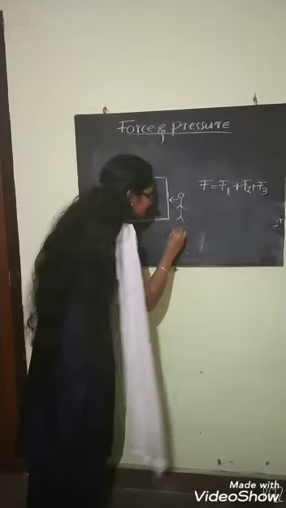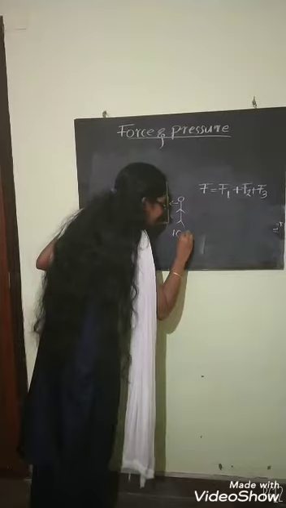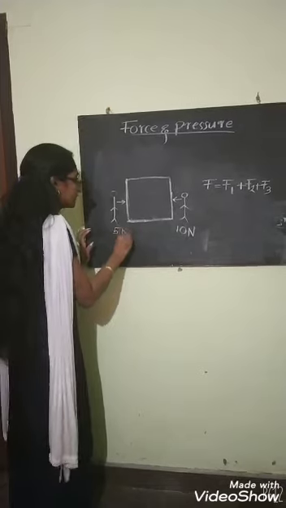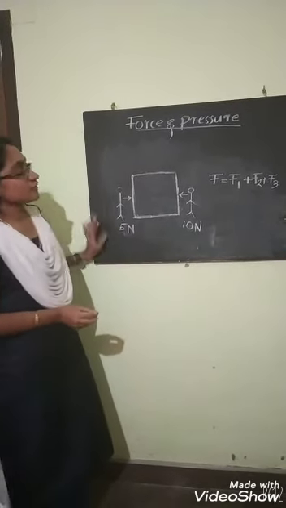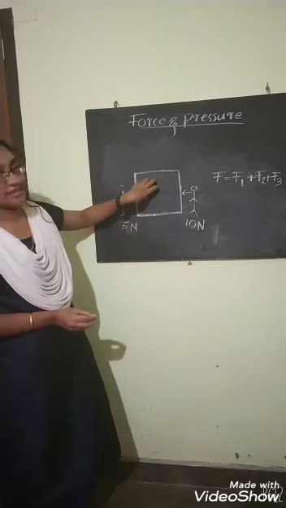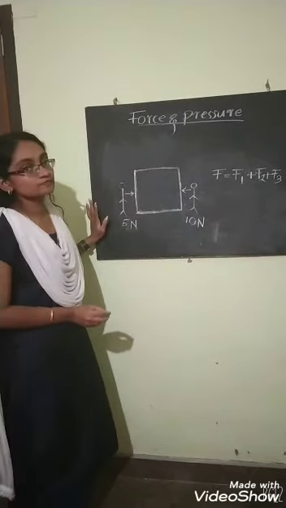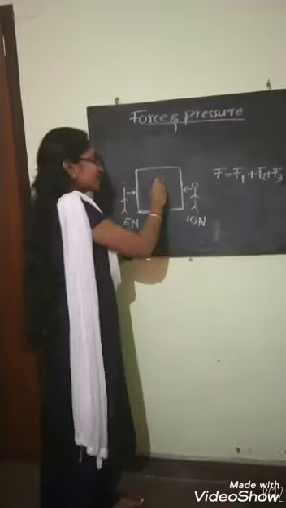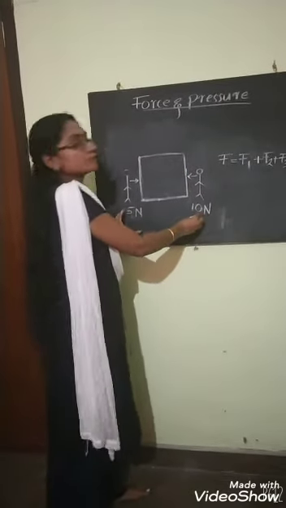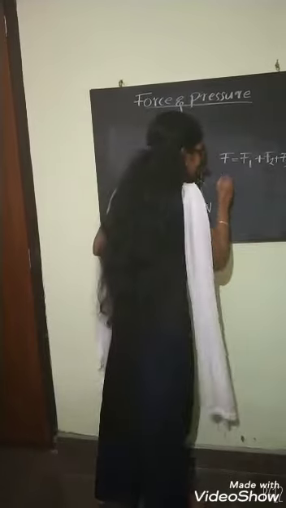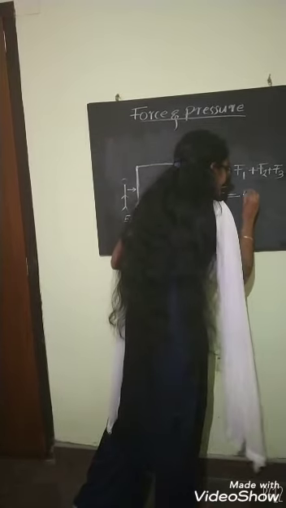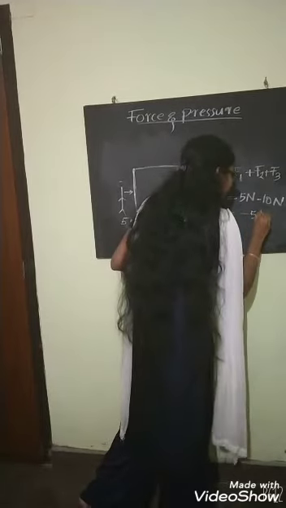Here this person is giving 10 Newton and this person is giving 5 Newton. Then what is the total force acting on this object? That is the question. What do we do? Here we take the difference. For finding the force acting here, we find the difference of these two forces. That is, F is equal to 5 Newton minus 10 Newton. That is, we get minus 5 Newton.